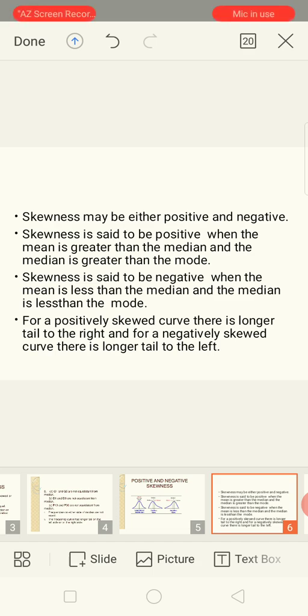Skewness is said to be positive when the mean is greater than the median and the median is greater than the mode. Skewness is said to be negative when the mean is less than the median and the median is less than the mode. For a positively skewed curve, there is a longer tail to the right, and for a negatively skewed curve, there is a longer tail to the left.